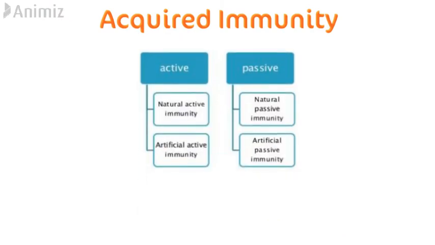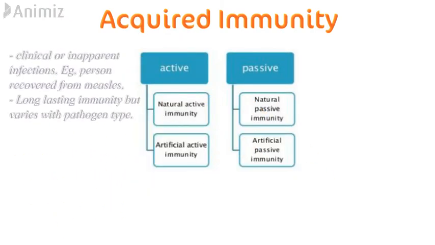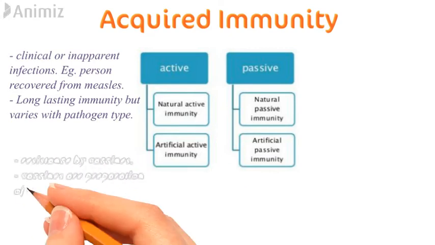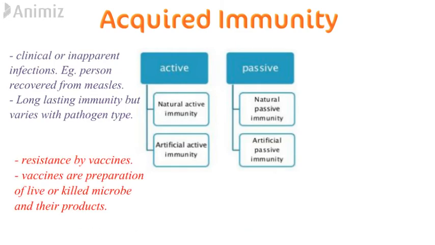Active immunity is of two types: natural active immunity, which is developed as a result of clinical or inapparent infection. For example, a person recovered from measles will have antibodies of measles. They are long-lasting immunity but depend on the pathogen type. And the second one is the artificial active immunity, which is the resistance by vaccines. Vaccines are preparations of live or killed microbes and their products.